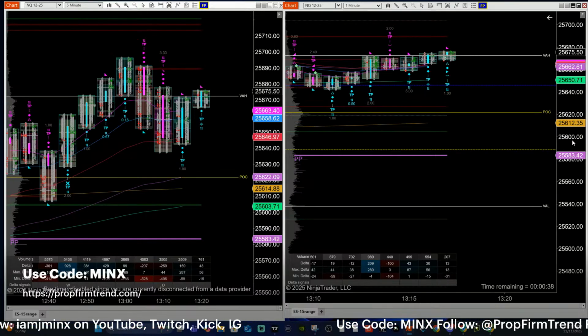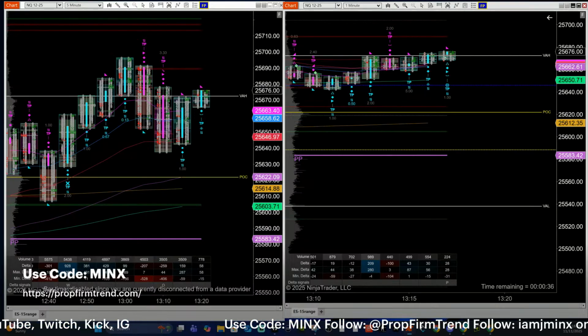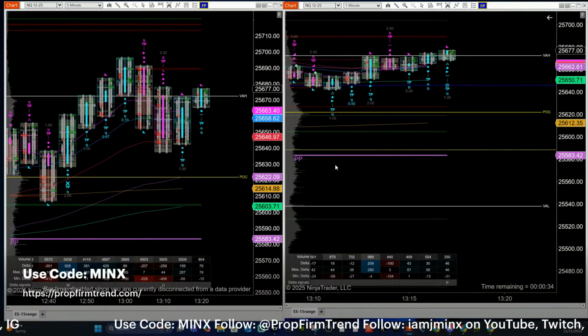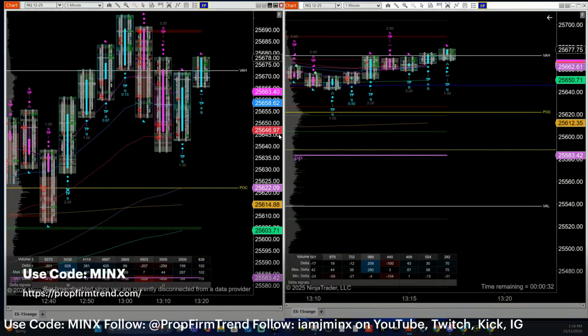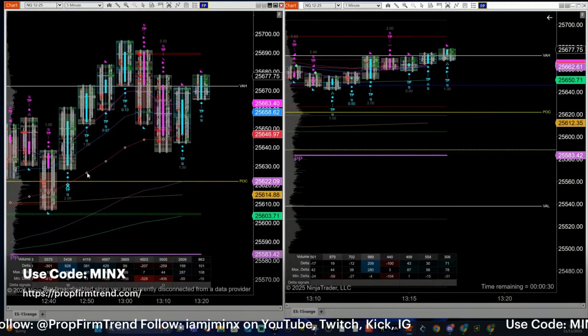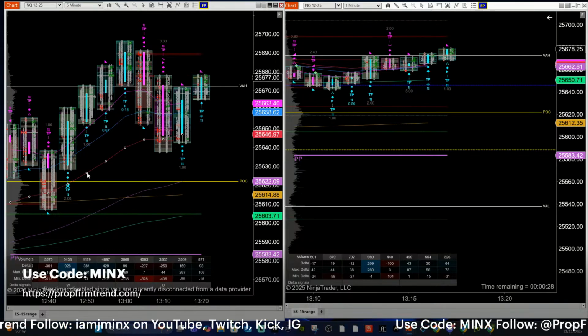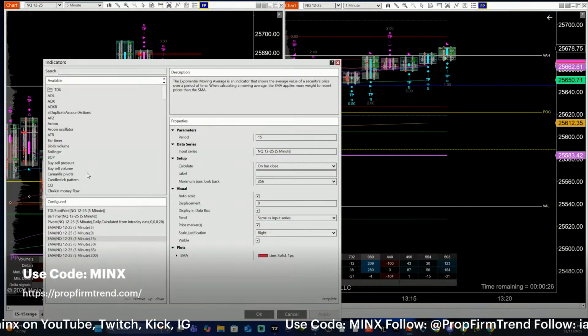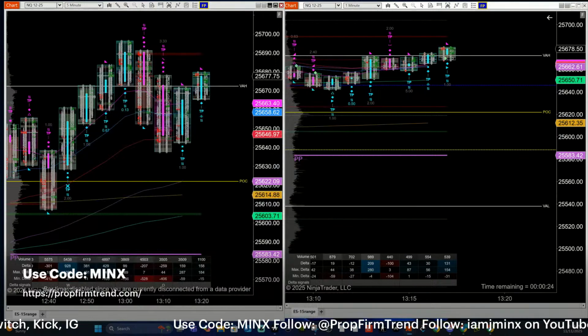This is my order flow footprint that I'm sharing right now. You can see we're still in an uptrend. It's holding this red line.